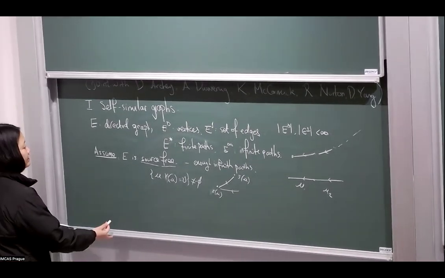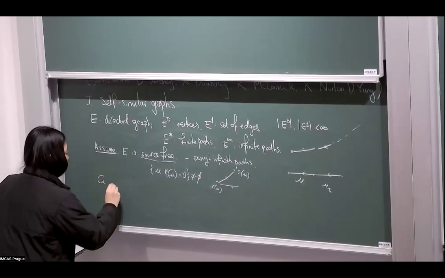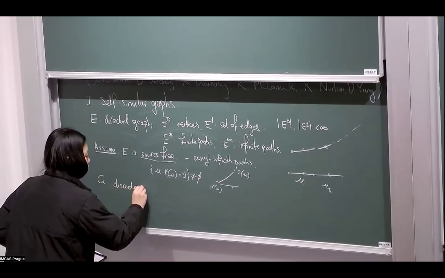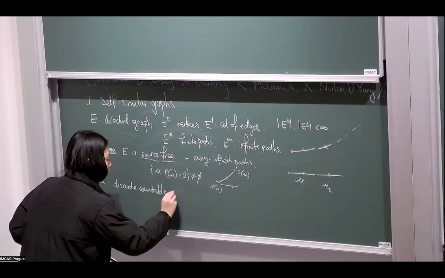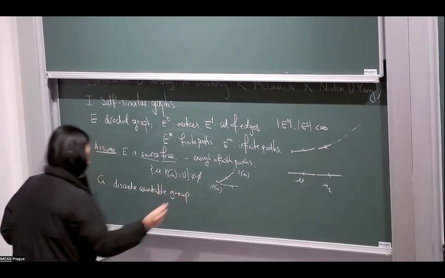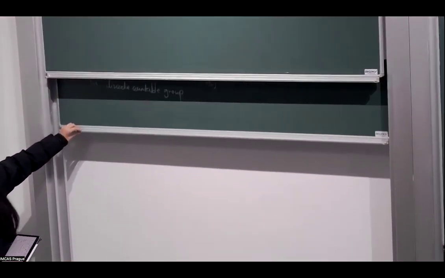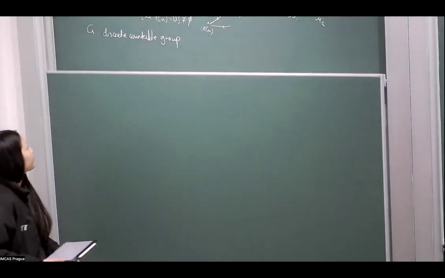Okay. And the second part of the data is this group G, which throughout the talk will be assumed to be a discrete, countable group. And I will be talking about the group acting on the graph. So what do I mean by that?